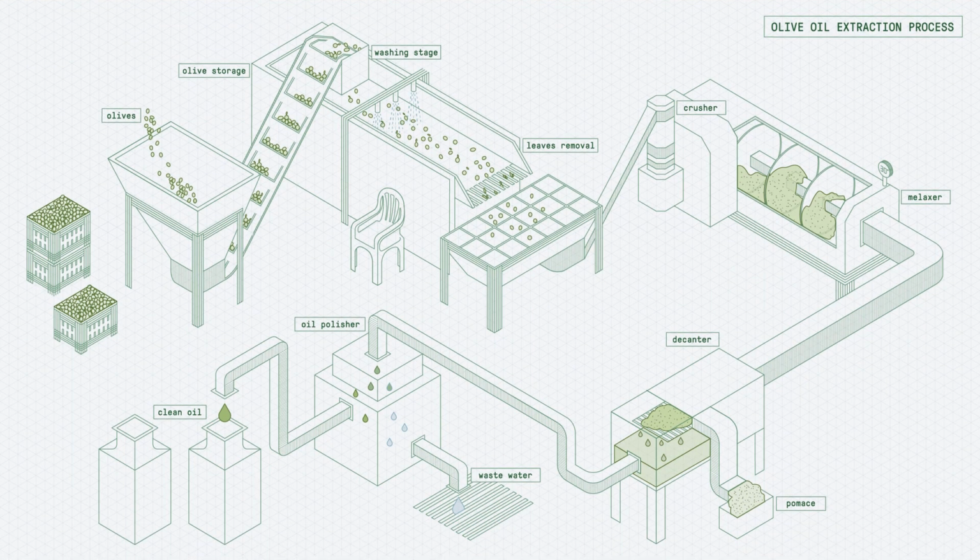This is a better illustration of the previous steps. Here the olives are collected, then stored, then the washing stage, where leaves are removed, then they go to the crusher to be crushed, then the malaxer, then to the decanter. The pomace comes out here. We can use it in other olive products. We don't get rid of it. Then it goes to the oil polisher. It separates the water waste from the oil we want. Here we get the clean oil.